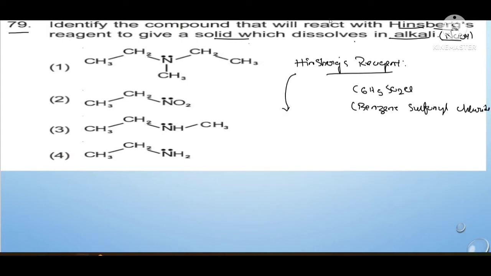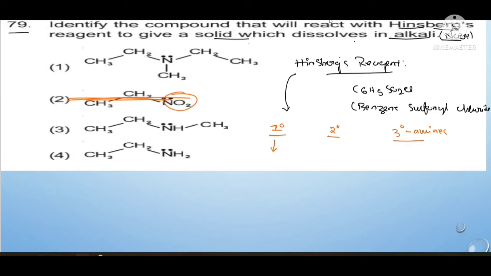We previously know that Hinsberg reagent is used to distinguish primary, secondary, and tertiary amines. By knowing this concept, you can easily eliminate option 2. Why? Because it's a nitro group. By using Hinsberg reagent, you can easily distinguish primary, secondary, and tertiary amines.